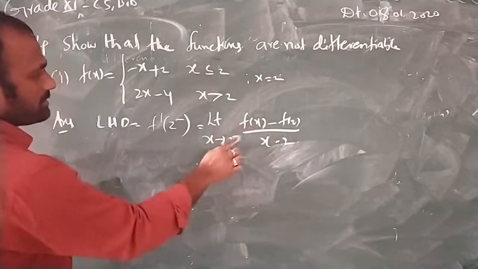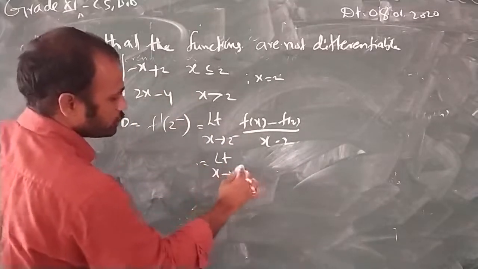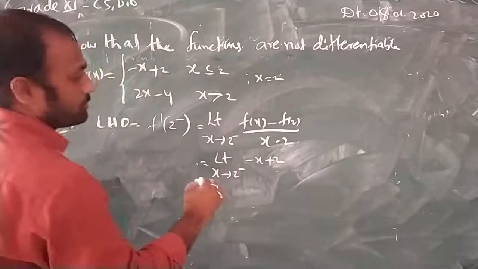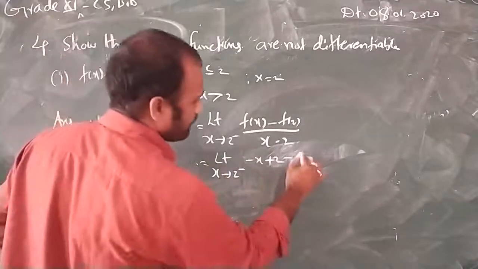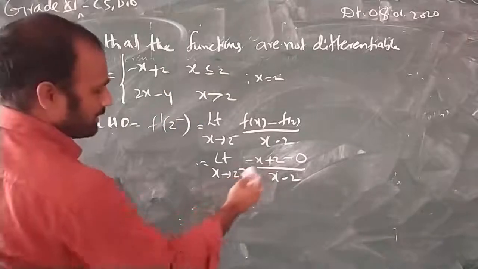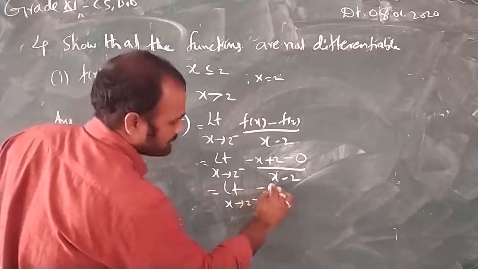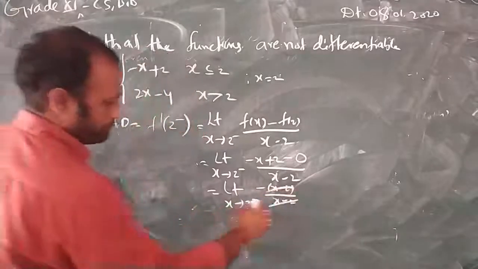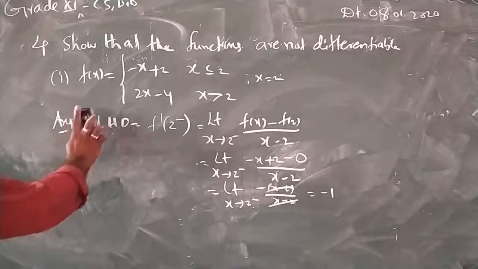For x less than 2, we need to take this function. So limit x tends to 2 minus, f of x is minus x plus 2, minus f of 2, which is 0 if I substitute 2, divided by x minus 2. I can take minus common, so it will be limit x tends to 2 minus of minus x minus 2 divided by x minus 2. So the answer is minus 1. I got the left hand derivative as minus 1.